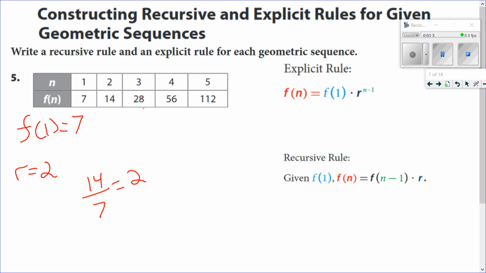Okay, now what you want to do is take the explicit rule and the recursive rule and plug in just the parts that you have here, f of 1 and r. So I'm going to write f of n is equal to f of 1, which is 7, times r, which is 2. And everything else stays the same. And that's the explicit rule.